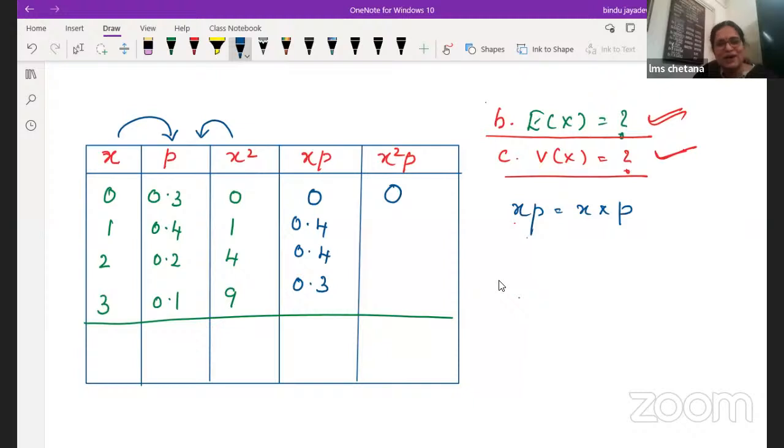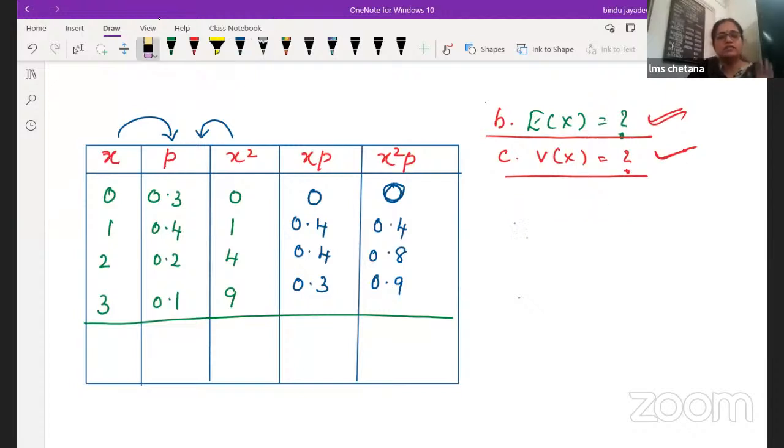Okay. Now 0, because we have 0 into 0.3, so it is 0. That's why I put a big 0. Then 0.4, 1 into 0.4. What is that? x square into p. Yeah, correct: 0.4, 4 into 0.2 is 0.8, and 0.9. Clear? Yes.